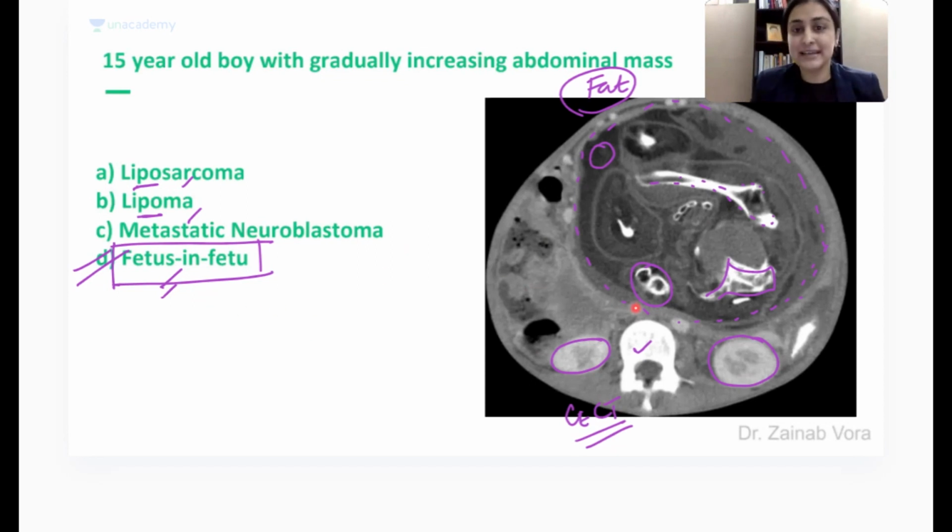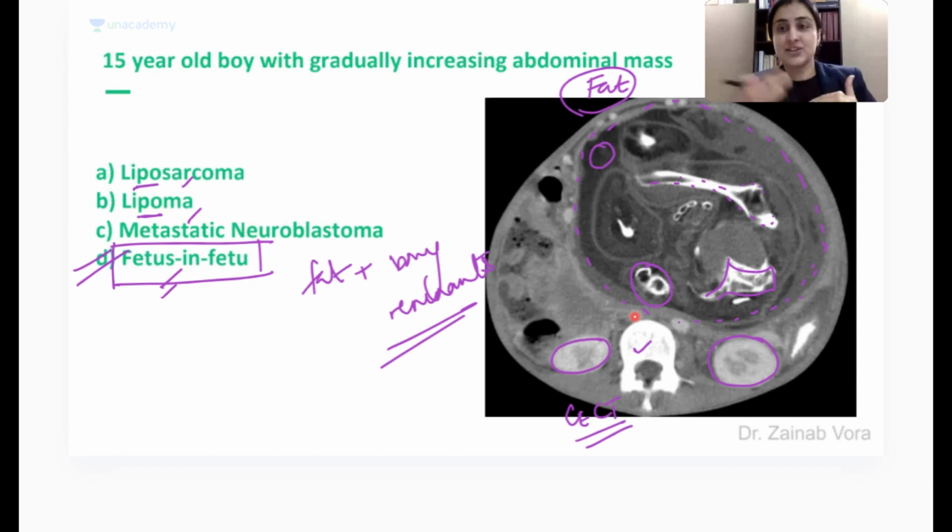It is what you are seeing here right in front of you, right? So this is fetus in fetu, where you have fat also, you have bony remnants. It will not grow very rapidly. As the child grows, it might appear as if it's increasing, but it is very gradually increasing. So yes, this has to be resected, like any other mass.